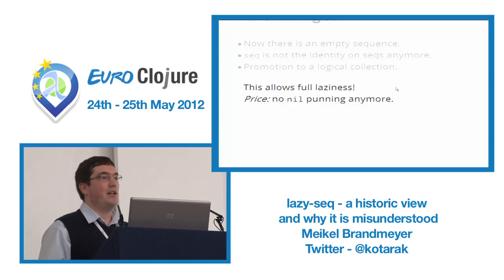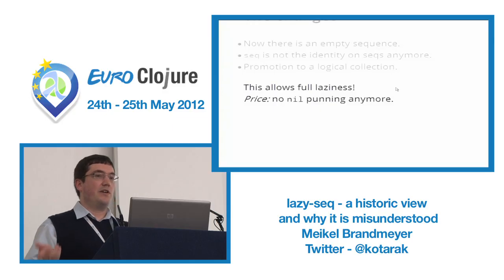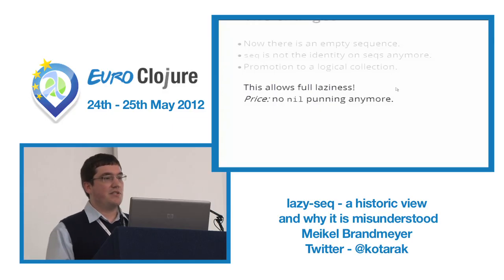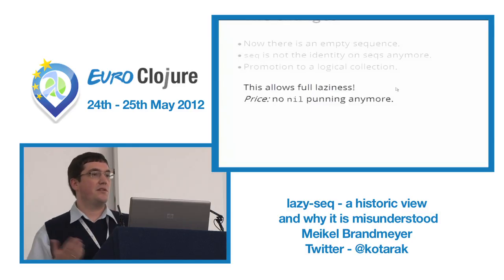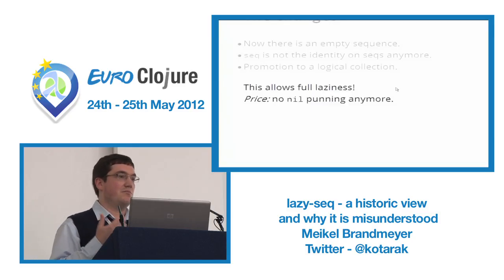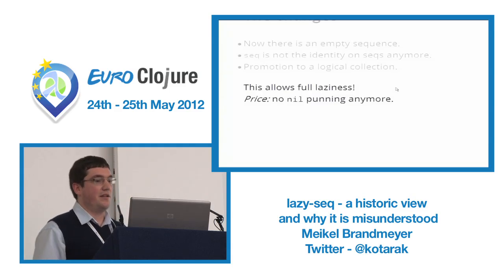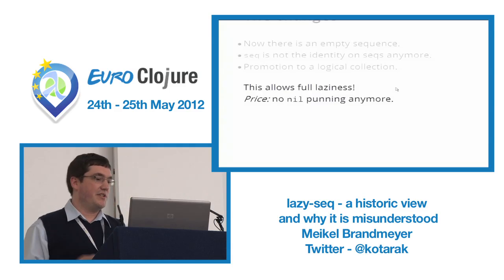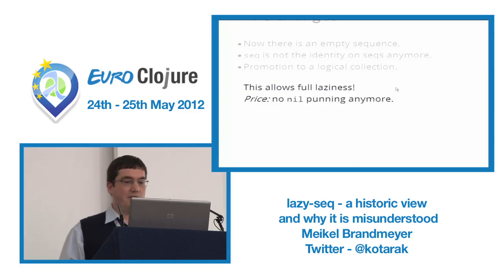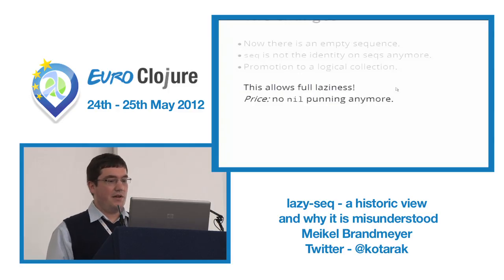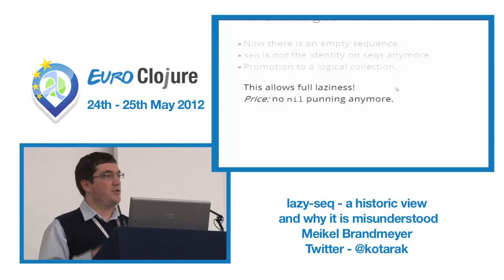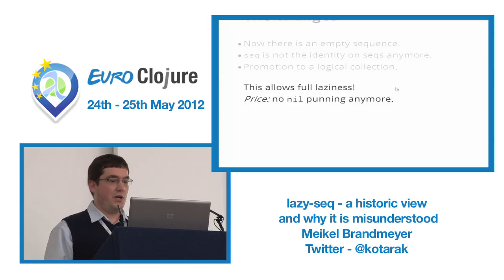We don't have nil punning anymore. In the beginning, we could use the sequence in conditional statements. So it was either nil, which was false, or it was something which was not nil or Boolean false, and then we knew, okay, there is something in there, and we can go on processing stuff. This is now gone, so we have to readjust a little bit how we think about this.